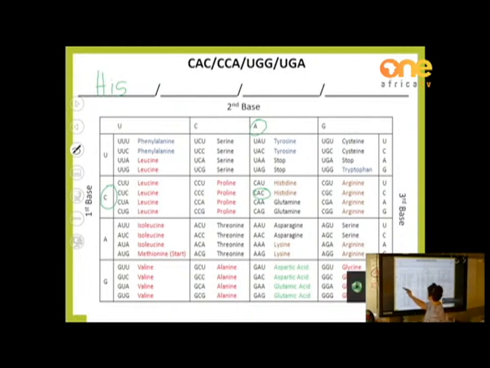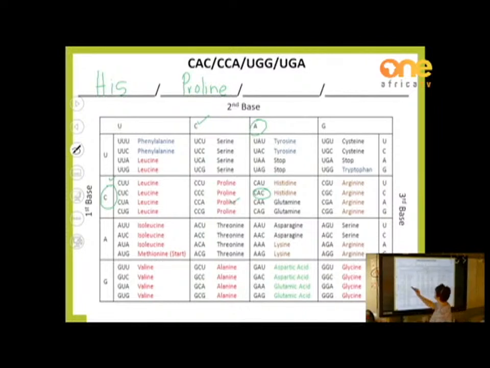C. Again, C. The second one is C and an A. C, C, C, C, C, A. There it is. So it will be proline.